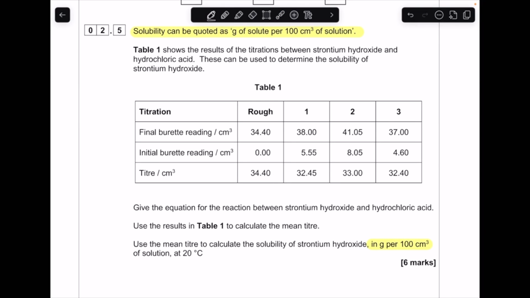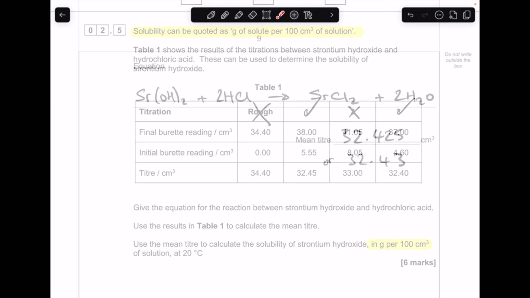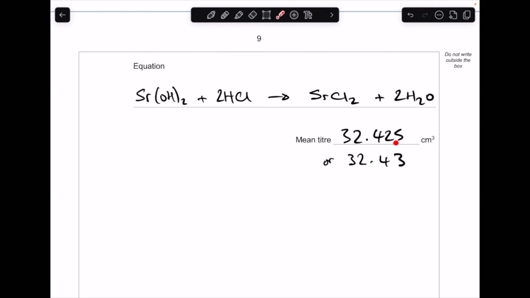Moving on to the mean titer, well, we never use the rough titer in the mean titer, so get rid of that. We're looking for, out of the 3 accurate titrations, any concordant results. You can see that 1 and 3 are concordant because they're within 0.1 centimeters cubed of each other. Result 2 is a little bit too far away, so we're going to ignore that one. So the mean titer is obviously the mean of those 2 results there. So I'm going to use 32.425 for my calculation. You could also use 32.43.